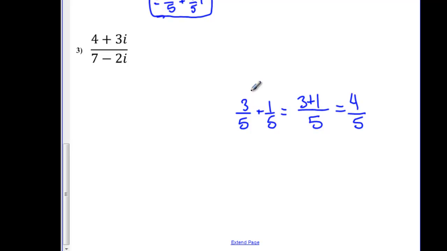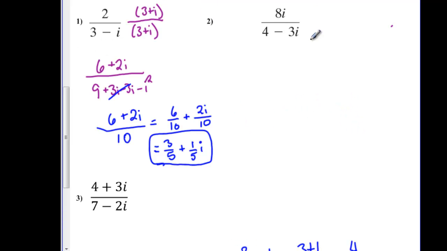Yeah, good question. All right, for number 2, what did you multiply by? Yeah, 4 plus 3i. So top and bottom.